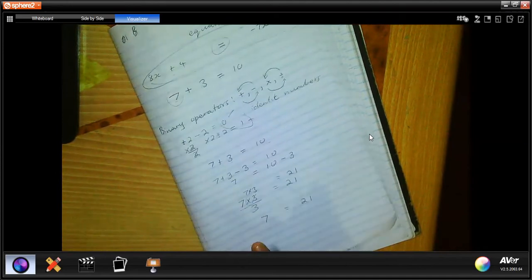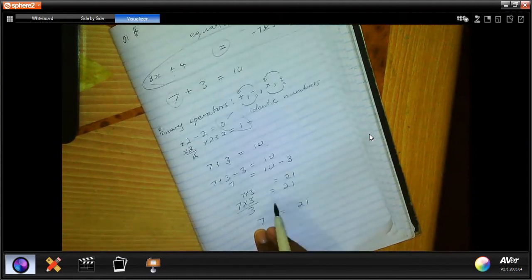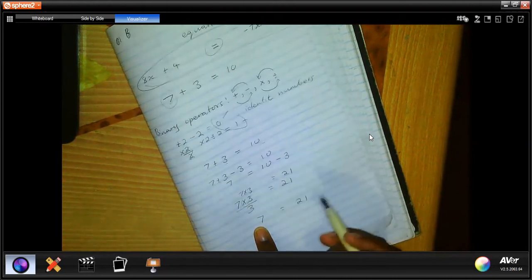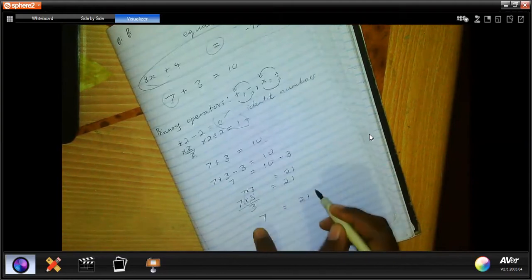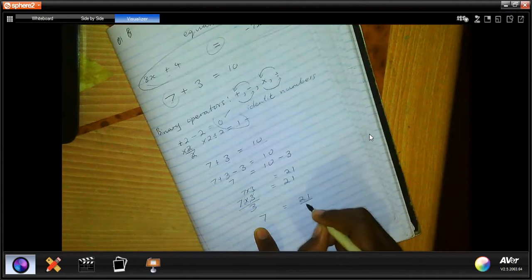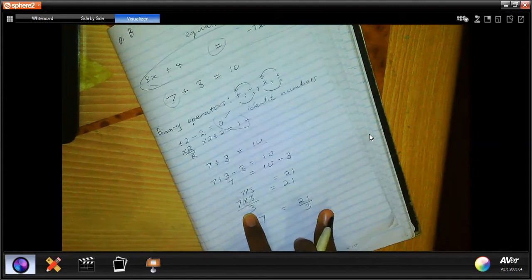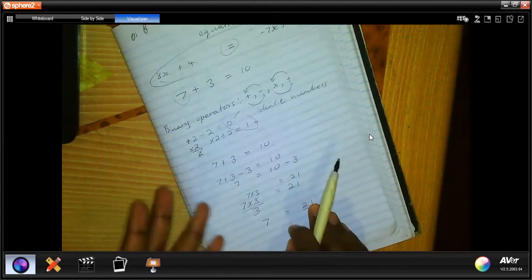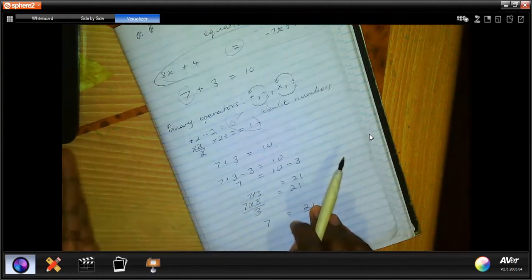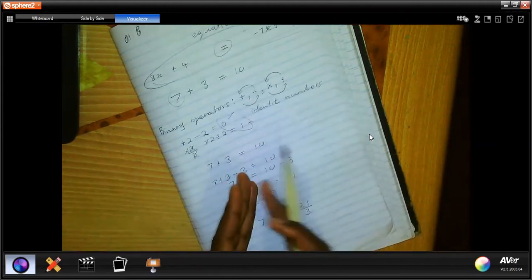Now the question is, is 7 still equal to 21? If we remove the 3, is the left-hand side still equal to the right? And the answer is no. So in order for the right to be equal to the left, we need to divide by 3, which is the same number that we divided by on the left. So again, it further explains why what you've done on the left should also be done on the right.